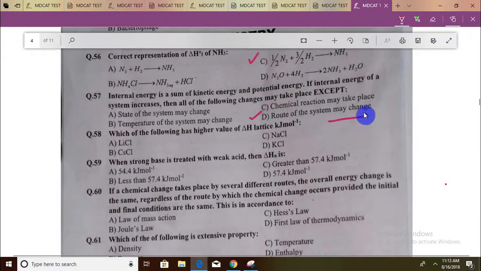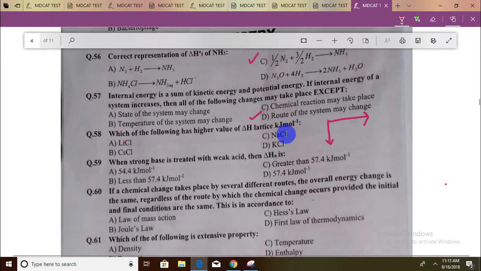As we go in this direction, the atomic size falls, and it appears to increase in this direction. Cesium is right at the bottom, whereas lithium is somewhere over here. Cesium is at the bottom of group 1, whereas lithium is at the top of group 1. So comparing these, lithium fluoride will have the higher lattice enthalpy because of the smaller size of the lithium ion.